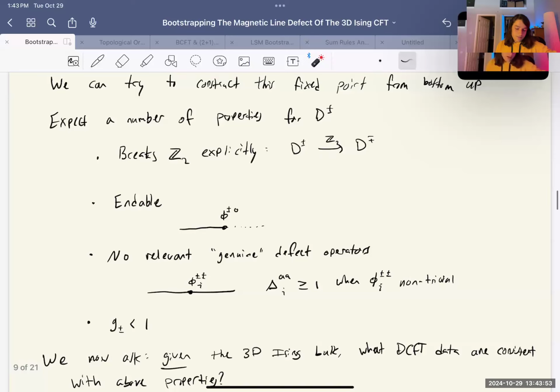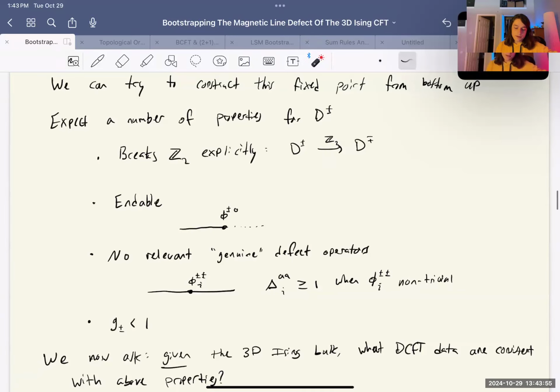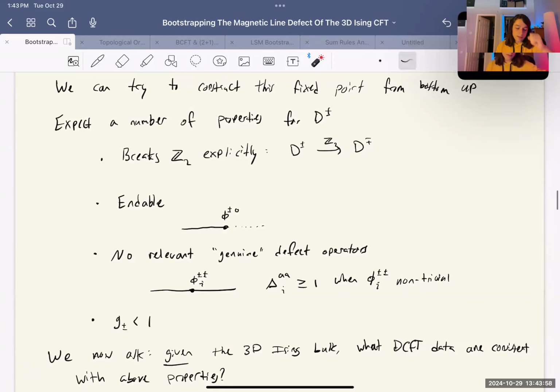Okay, so now if we want to try to bootstrap this defect, we should think about how to construct this fixed point from the bottom up. So we need to think about what kinds of properties we expect this defect to have that are guaranteed in some sense. As I mentioned, the defect is going to break the Z2 symmetry. Second, we're going to assume that the defect is endable. What that means is that I can consider a scenario where I've only turned on the defect in part of space and everything else is just left as the trivial defect.